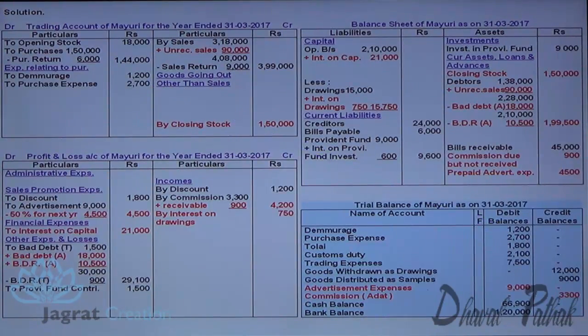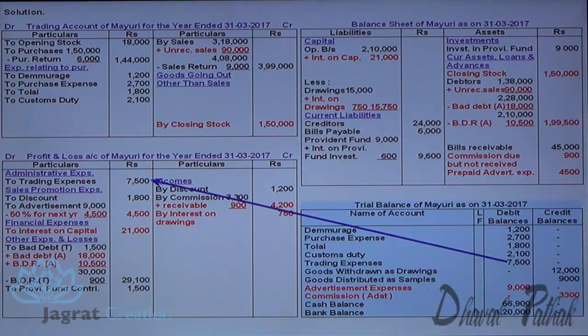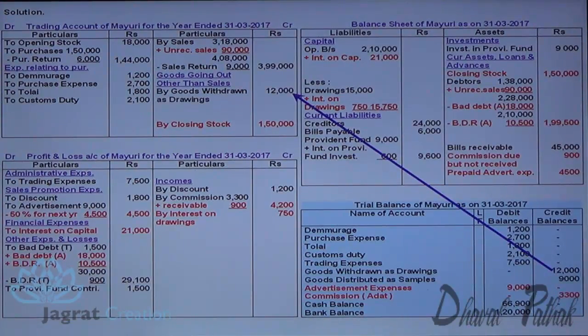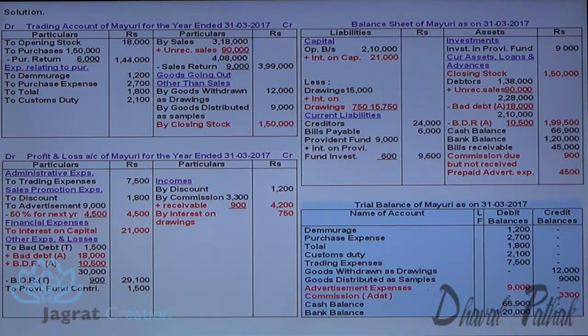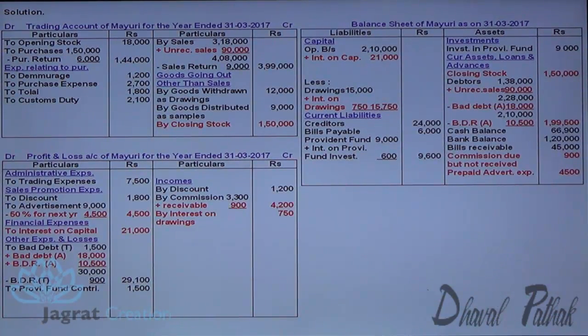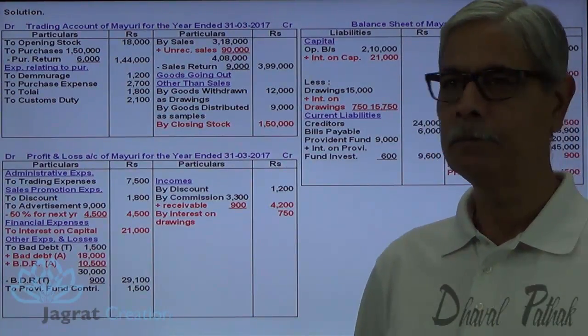Purchase expenses. Tolai means weighing expenses. They are debited to trading account. Custom duty, an expense relevant to purchase, is debited to trading account. Trading expenses are identified just like office expenses, debited to profit and loss account. Goods withdrawn, goods go out, credit balance, trading account credit. Goods distributed as sample, trading account credit. Cash balance, balance sheet asset side. Bank balance, balance sheet asset side. This is how all details of trial balance and adjustments are considered.